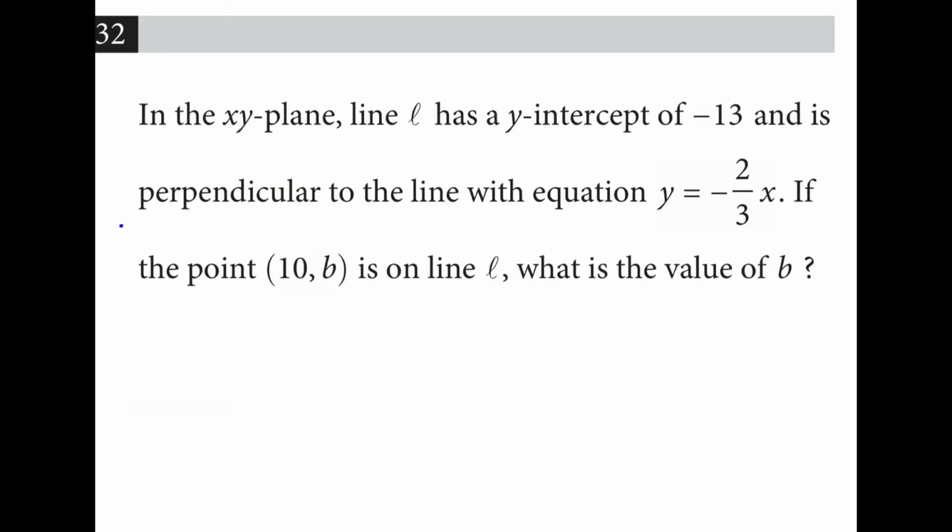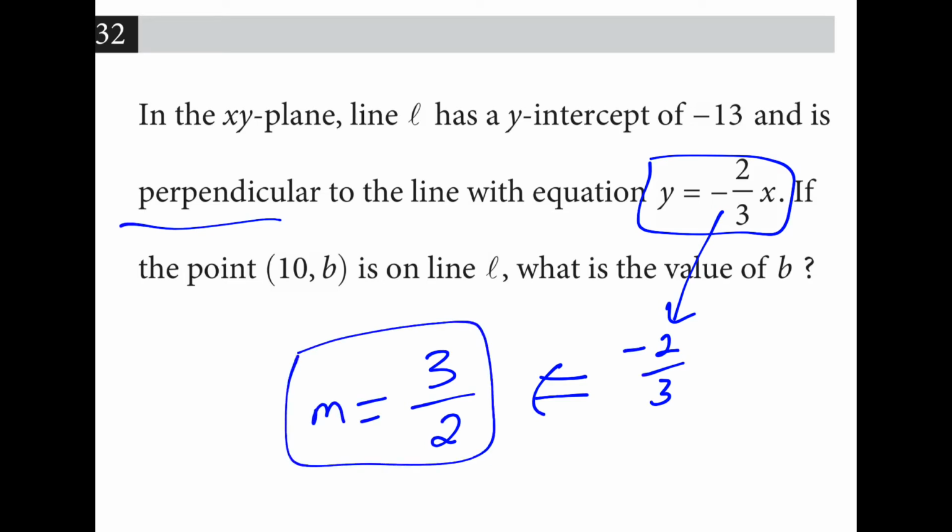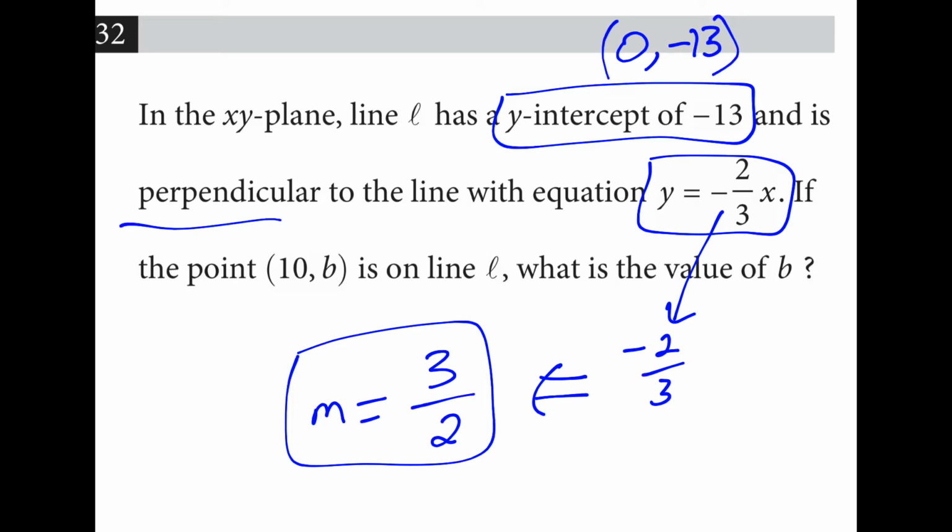So we're looking for a line that is perpendicular to this equation. So my slope here is negative 2/3. If I want to take the perpendicular slope of that, I flip it, and it becomes 3/2. So that's my slope, 3/2. I also know that this line has a y-intercept of negative 13. So that means when x is 0, y is negative 13. That gives me 1 point on that line. They give me a second point here, 10, comma b.